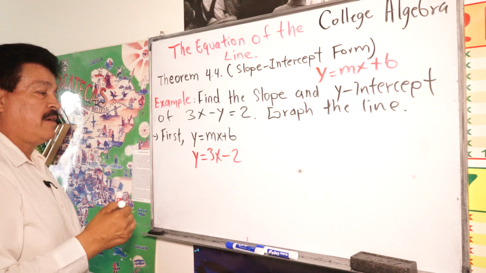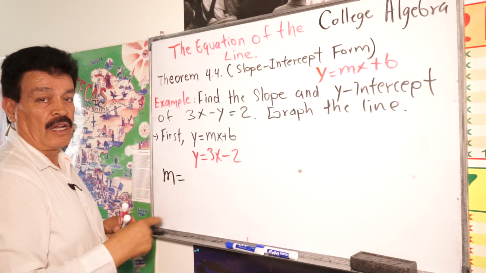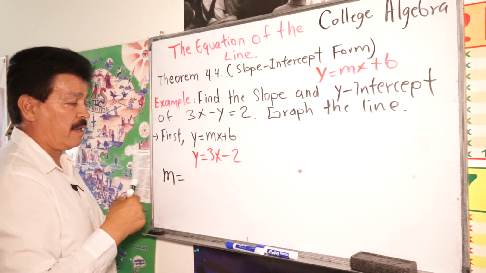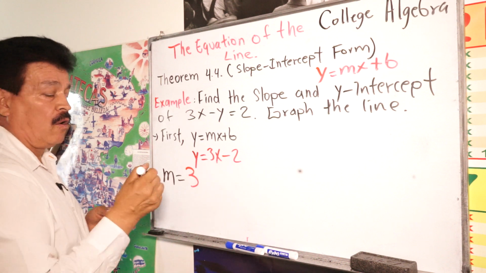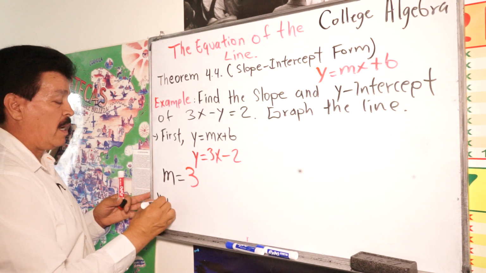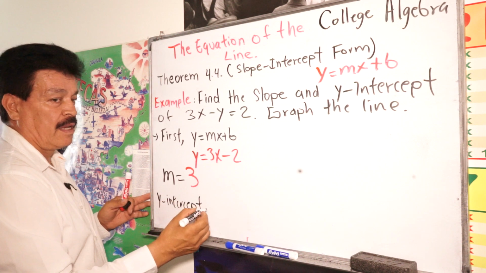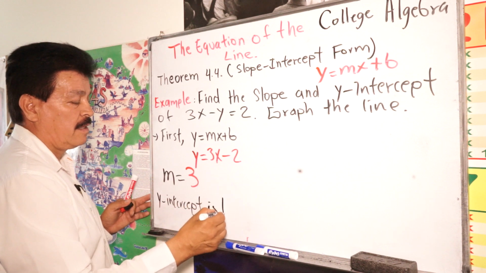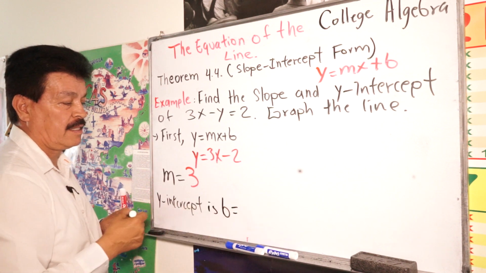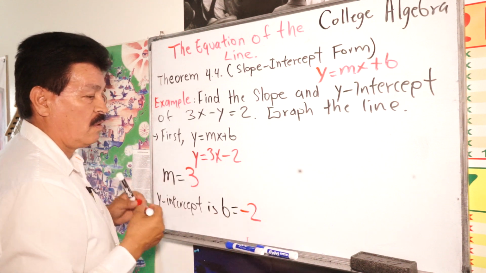So now, how much is m, the slope? The slope is 3, right? How much is b? Or I mean, the y-intercept? The y-intercept is b. How much is it here? It's negative 2. All right.